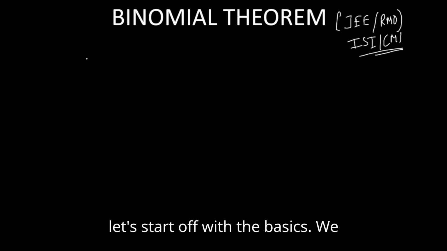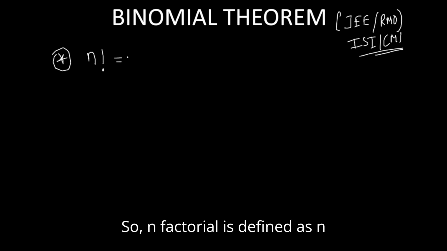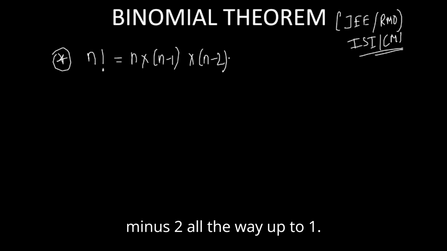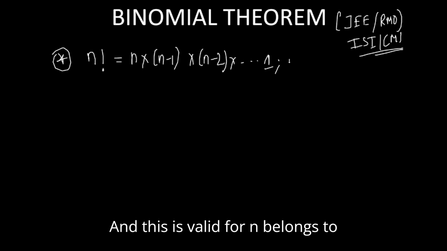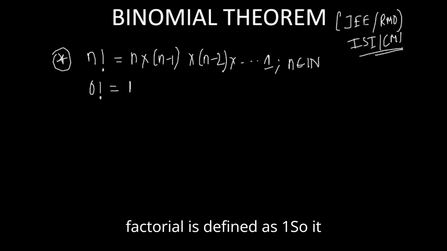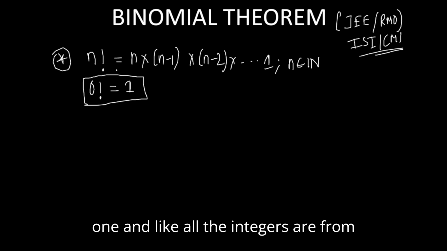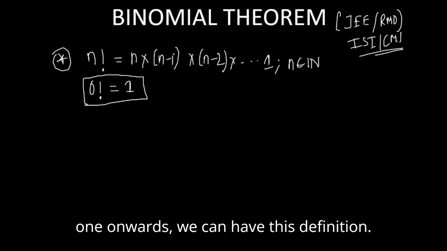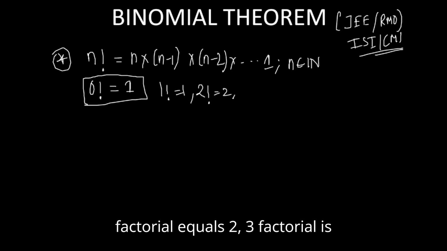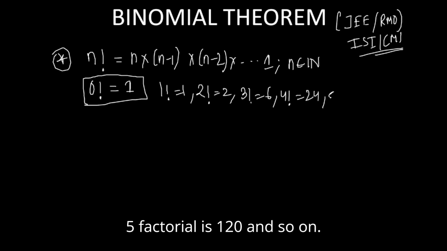So let's start off with the basics. We should first know what a factorial means. n factorial is defined as n multiplied by n minus 1 multiplied by n minus 2, all the way up to 1. This is valid for n belonging to the natural numbers. And 0 factorial is defined as 1, so it is 1 by definition. For example, 1 factorial equals 1, 2 factorial equals 2, 3 factorial is 6, 4 factorial is 24, 5 factorial is 120, and so on.